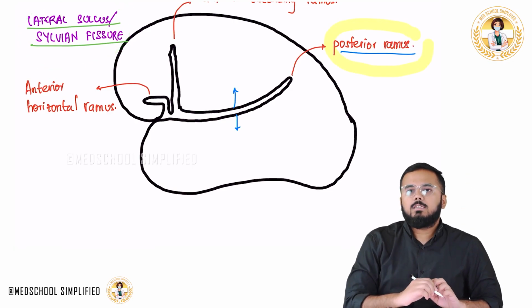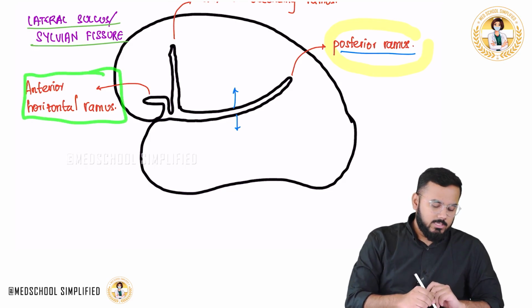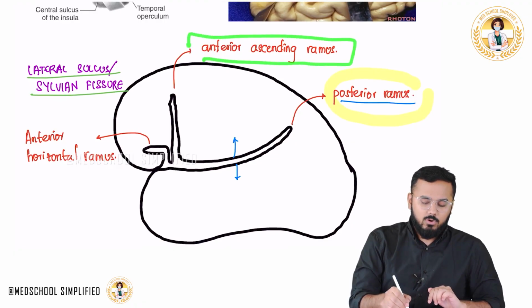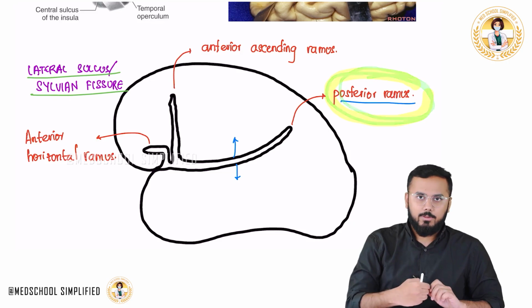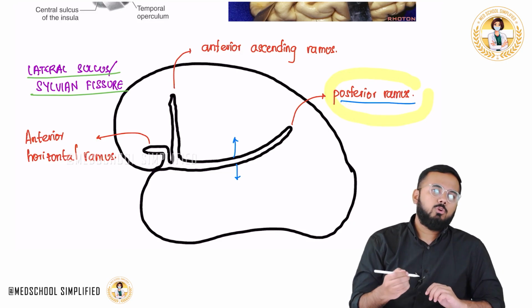So this lateral sulcus or Sylvian fissure has three important rami. The one you can see here is called the anterior or the horizontal ramus, this one is called the anterior ascending ramus, and this one is called the posterior ramus. Now what did I tell you? This posterior ramus has two walls.